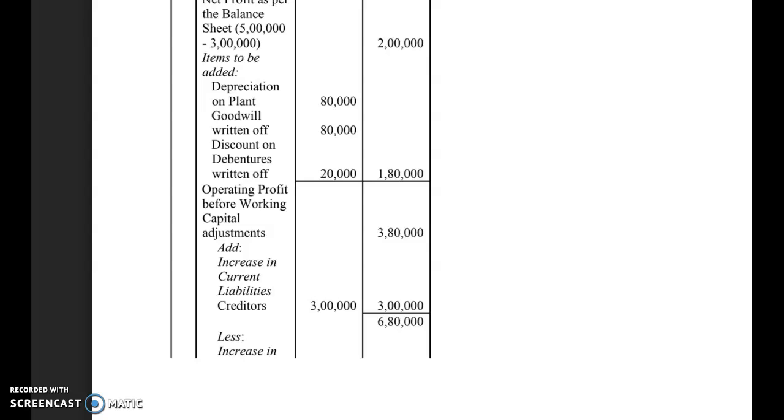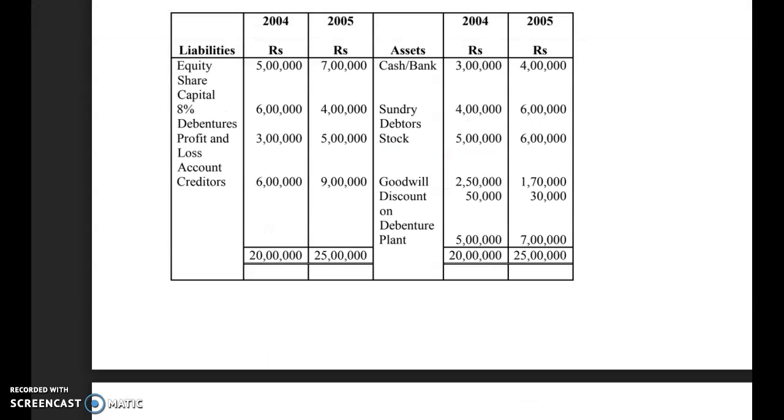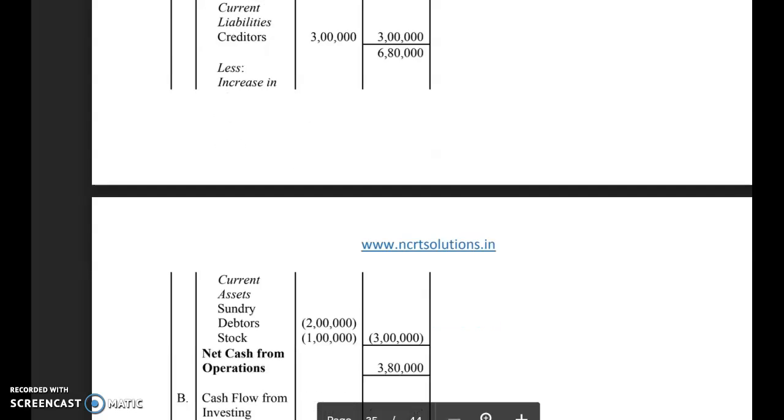See here, increase in the current liability, creditors 3 lakh. See here, the last year creditors was 6 lakh. Now it is 9 lakh. So there is an increase in the current liability. We will add the amount of rupees 3 lakh here.